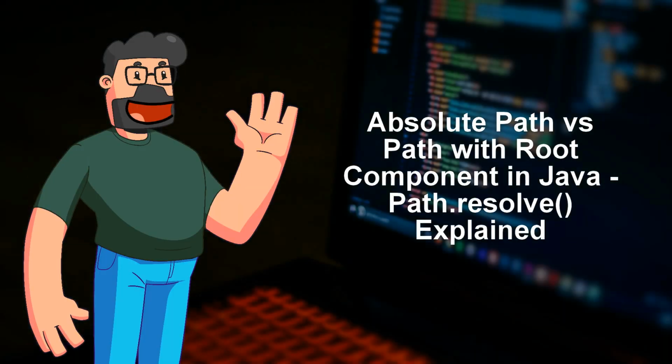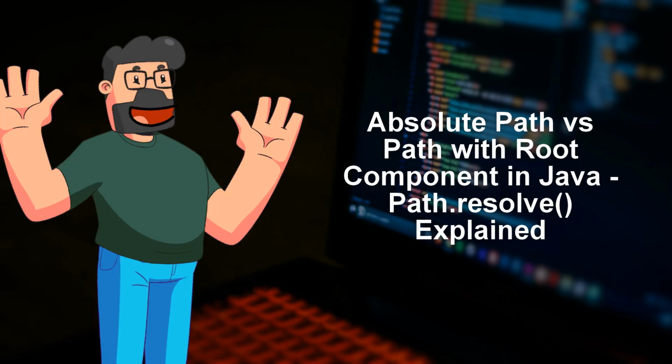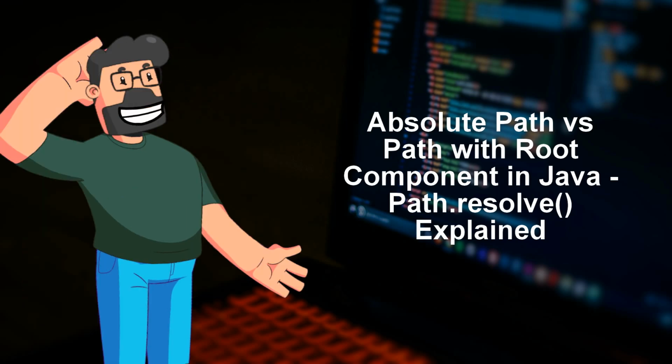In the solution provided, it's clarified that on Unix systems, a path is indeed absolute if and only if it has a root component, which is always. Pretty straightforward, right? However, on Windows, things can get a bit messy.